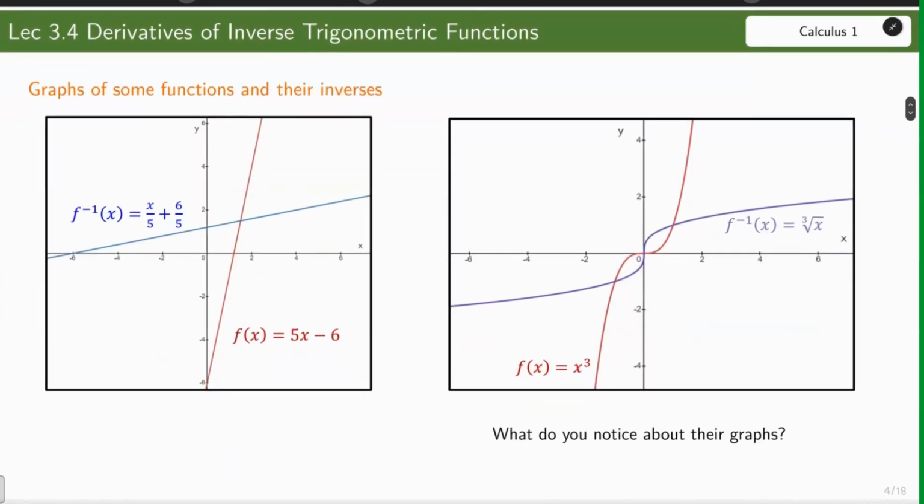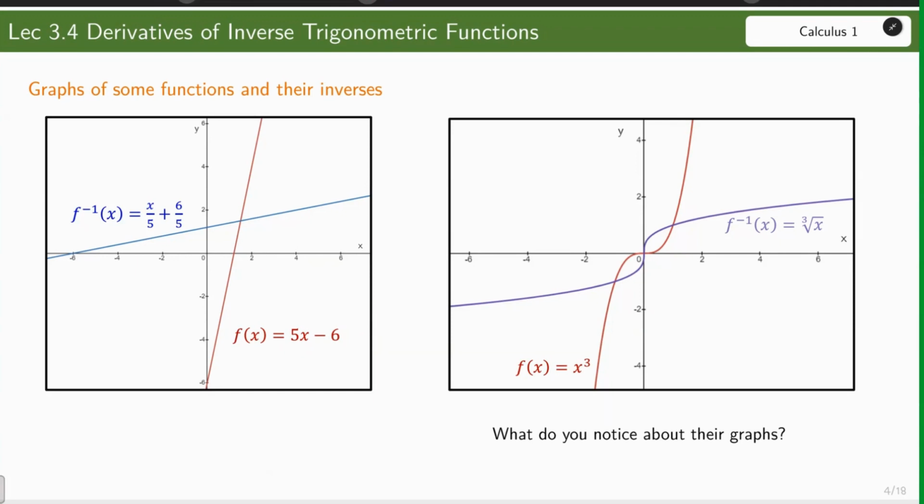But before that, let us have some examples of functions and their inverses. For the first graph, we have f of x is equal to 5x minus 6. The inverse of that is x over 5 plus 6 over 5, just like what we solved earlier. And then for the other one, we have a cubic function, f of x is equal to x cubed, the red one, and the purple one is the inverse, the cube root of x. What do you notice about their graphs?